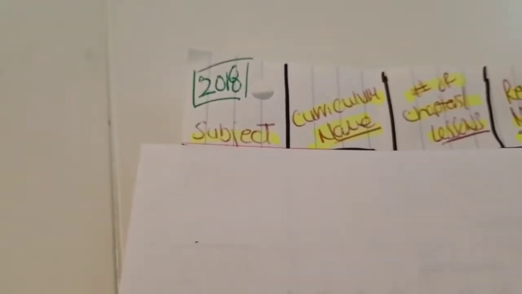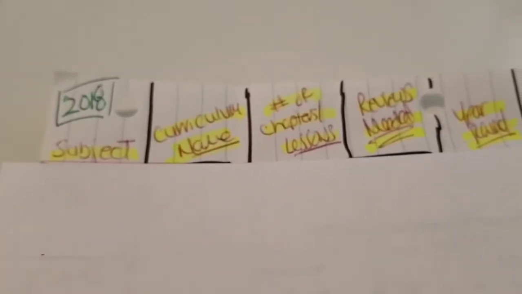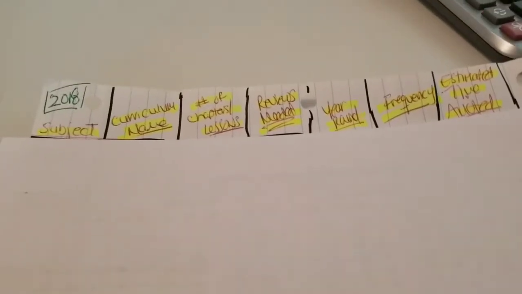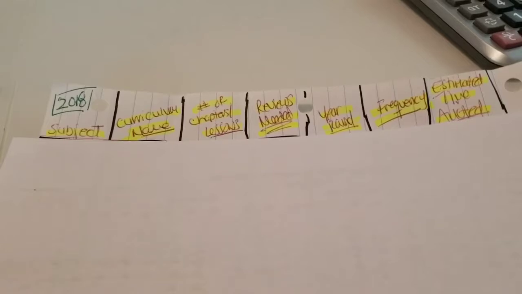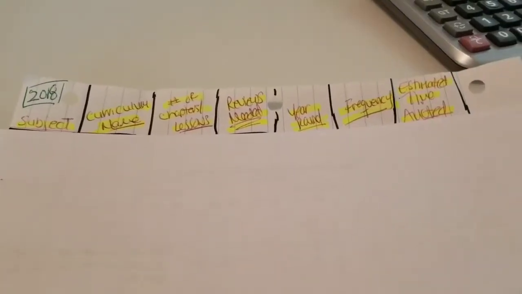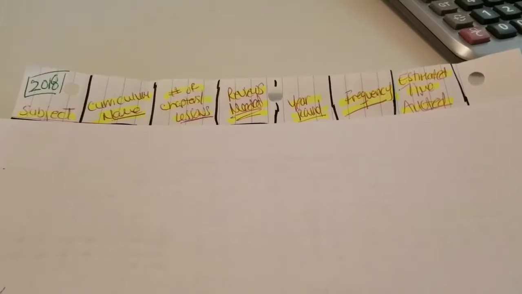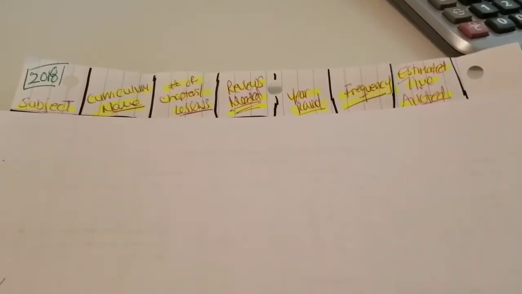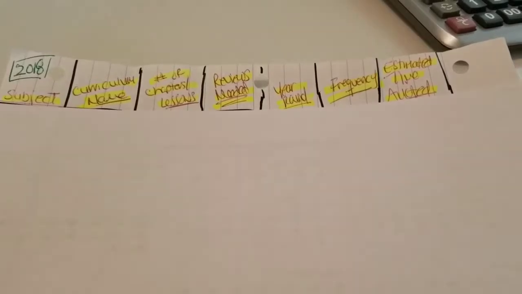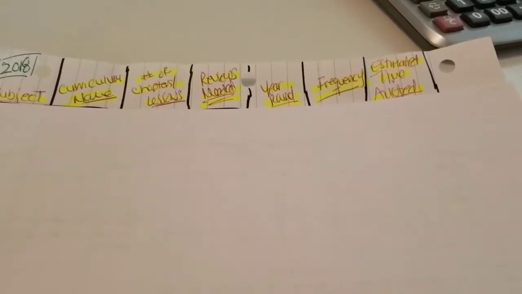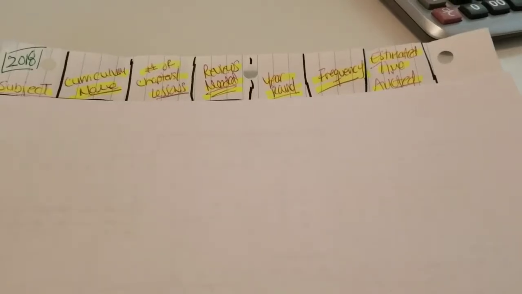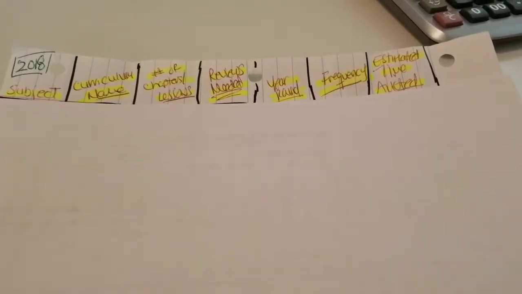Okay. So I like to put my subject first, the curriculum name that I'm using, the number of chapters or lessons in that curriculum, whether I need to include a review session for that subject. I also have a column for whether or not the subject is year-round. The frequency, which means how often I'm going to teach that subject, and the estimated time. How long will it take me to complete a lesson in that subject?